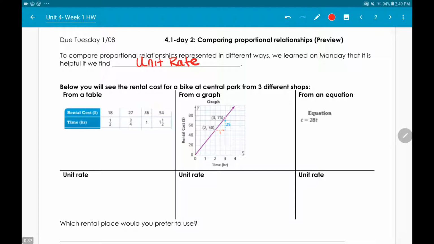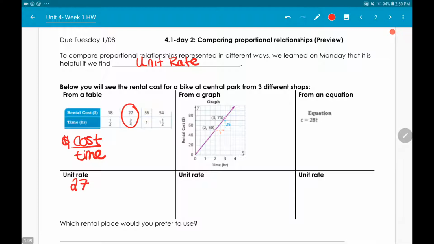Okay, so in order to find the unit rate, remember we need to think about the units itself. So we want to figure out what is the cost over some period of time. In class on Monday, we talked about the price over the amount. Here we're talking about the price over a certain period of time. So what I do is I pick a point from the table. So let's say I pick this one.